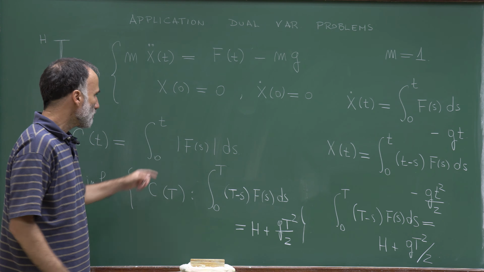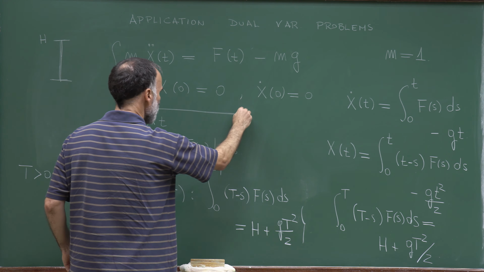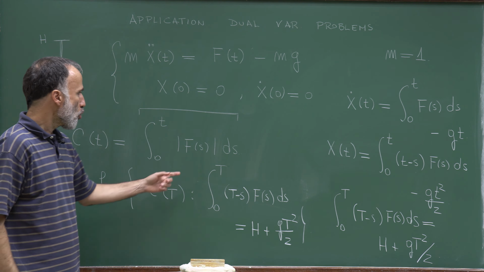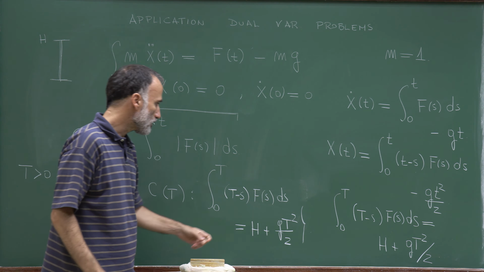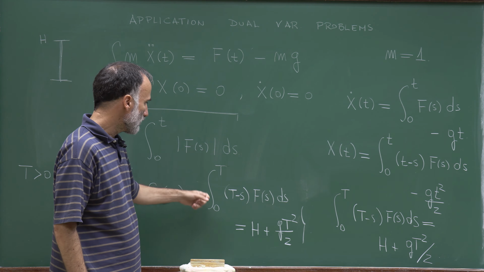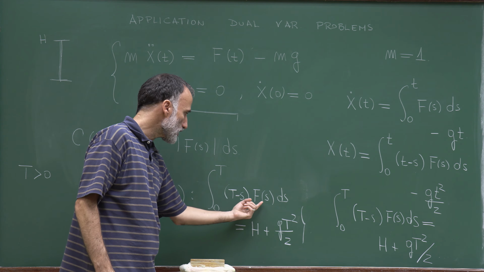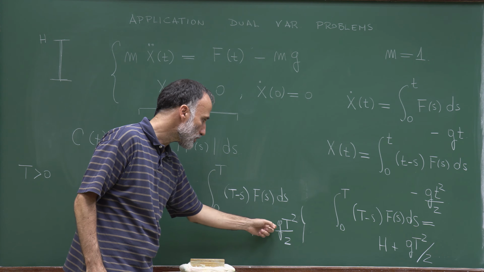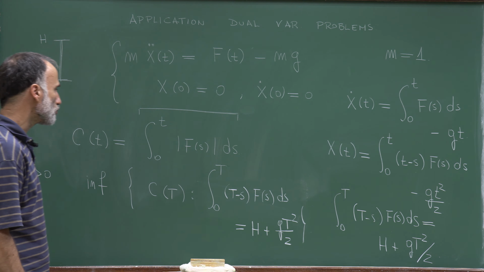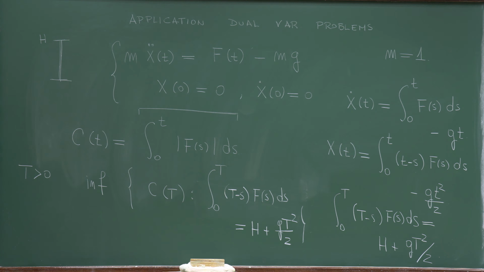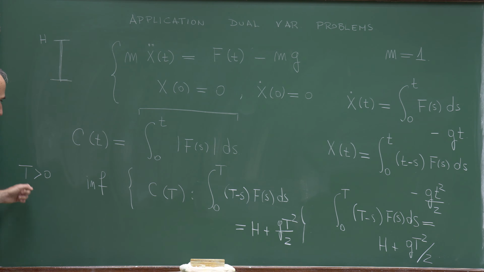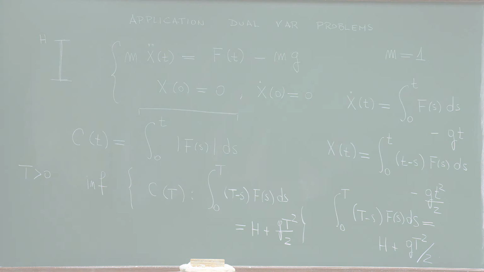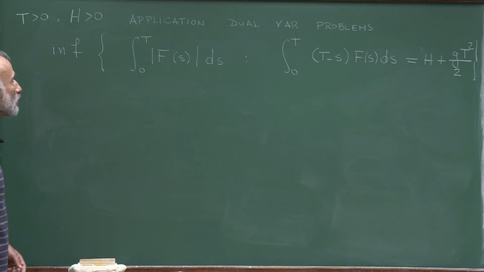Now I want to minimize this expression over all functions f, which are, say, bounded and measurable, such that the integral from 0 to T of (T minus s) f(s) ds is equal to h plus g T squared over 2. So this is my problem, the problem which I want to solve. And once I find this solution for a fixed T, then I will minimize that over all possible T's. So this is the variational problem I want to solve.